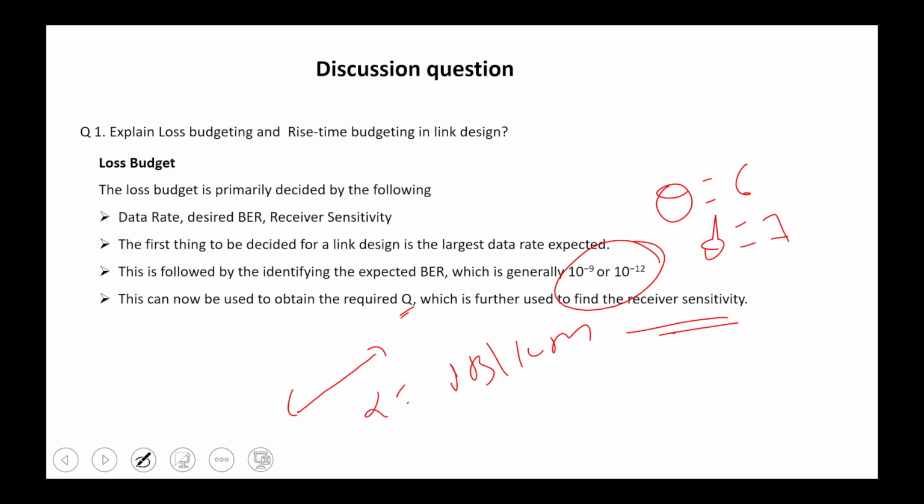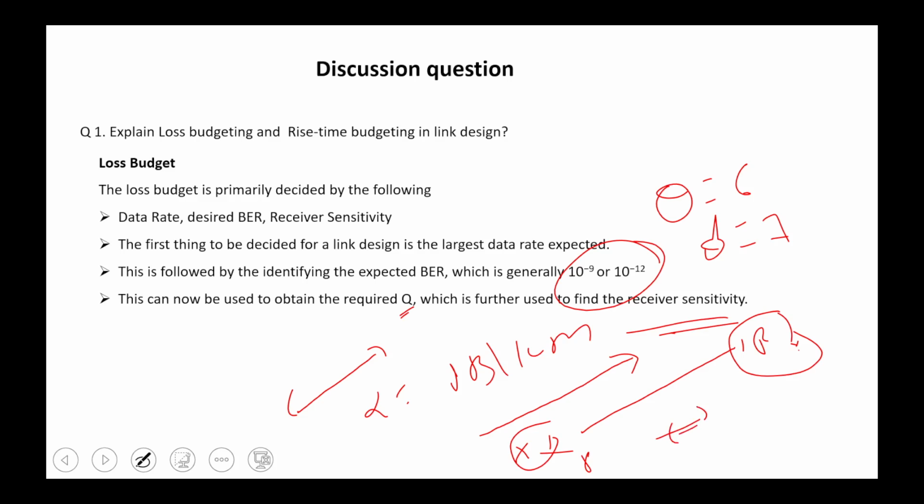So if we calculate the loss budgeting, we can always calculate it in the forward direction. We start from the transmitter and finish at the receiver. We fix the maximum power of the transmitter, calculate the receiver power, and then take the difference to find how much loss there is due to the transmission. So this is the loss budget due to the transmission only.